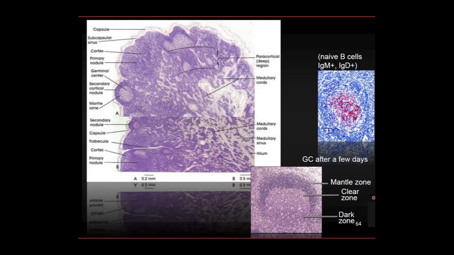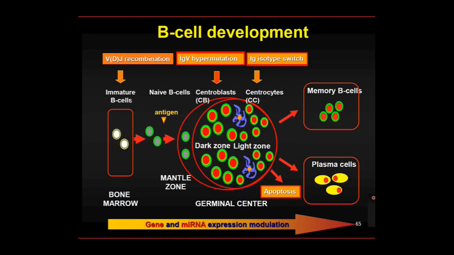So the mantle zone is the portion of the secondary follicle surrounding the germinal center. You can easily recognize it because it's the dark zone, composed of small lymphocytes, mostly naive, some memory, which look exactly the same, so you cannot distinguish them morphologically. So small lymphocytes, very dense chromatin, very thin cytoplasmic ring. So the mantle zone surrounds the germinal center.